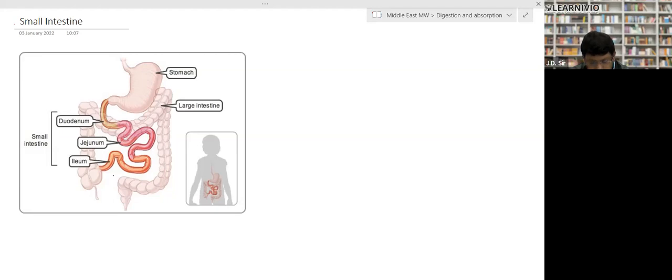It comprises the duodenum, jejunum, and ileum. Full stop. Next, the duodenum is the shortest part and it is 25 centimeters in length. Full stop.